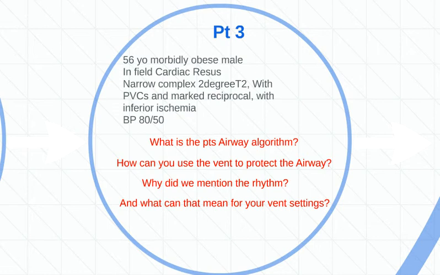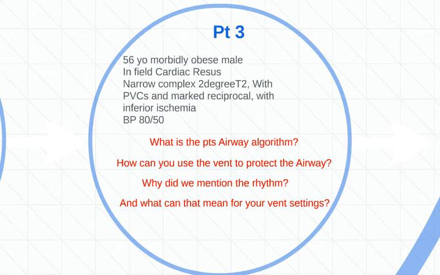But you look at the EKG, and he's got a narrow complex second-degree type 2 Wenckebach. And this is for the medics. I know it's a little out there. With PVCs and marked reciprocal changes with inferior ischemia. Inferior ischemia. Ooh, that's a big one, right, guys? We're thinking, we got this 12 lead. He's a ROSC. We already got him on the way to the hospital, and his blood pressure is 80/50.